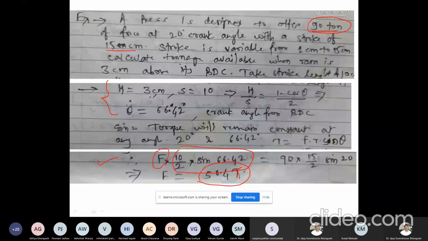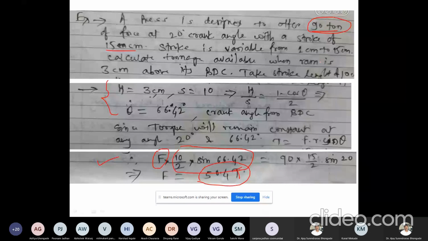Because at another crank angle, it can generate more force, but that may damage some other parts. So the rating and other things have been specified, that don't use the machine for more than 90 tons. It is capable of going to 100 tons also, but that may cause damage to the machine. So that is the simple meaning of the press rating or press capacity, and it will be given at this particular position, 20 degrees crank, right?